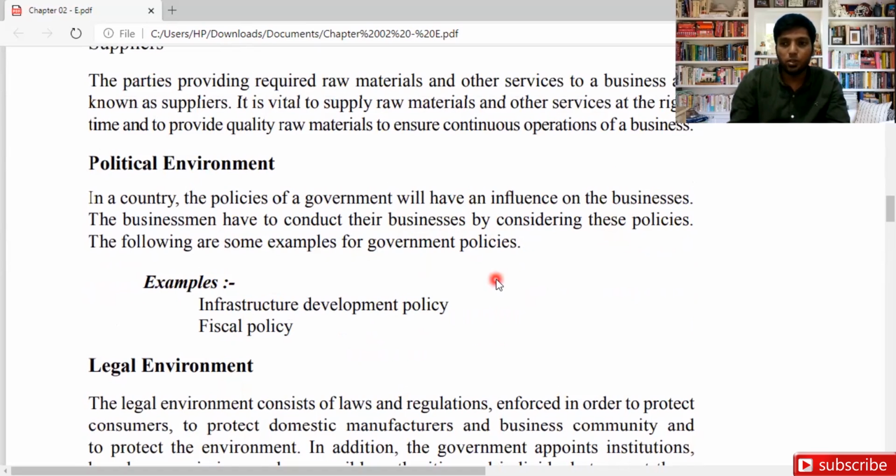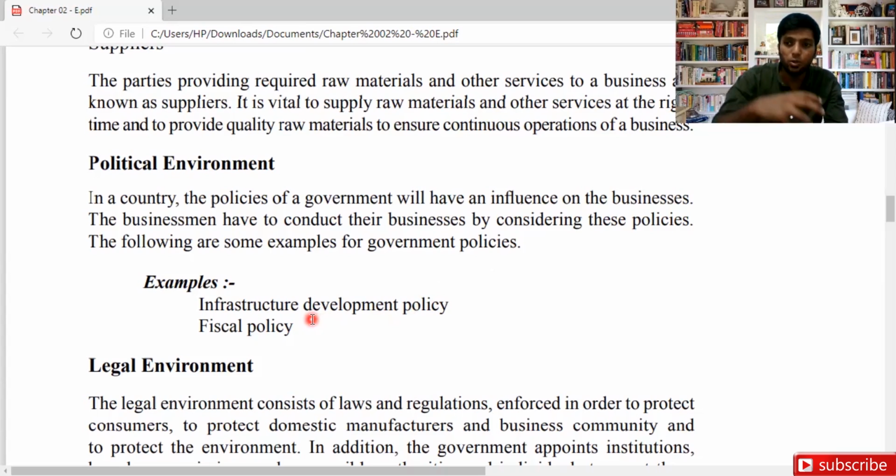A government can influence a business through taxes, through regulation, and by putting in place certain policies. Here, two types of policies are given: the infrastructure development policy and the fiscal policy. Now, what is infrastructure? Many students don't score in the exam because they don't understand the term, so I'll remind you of the term.